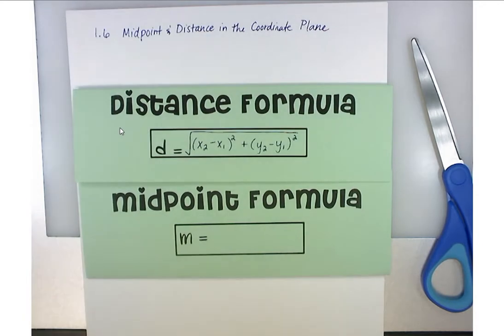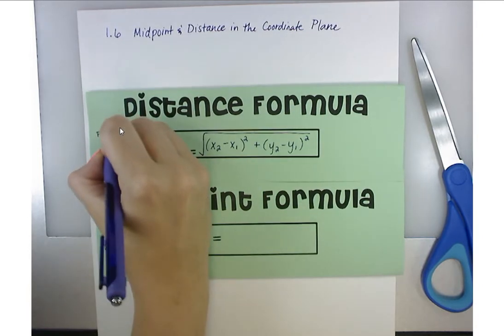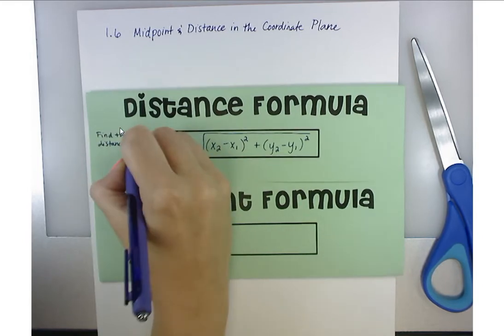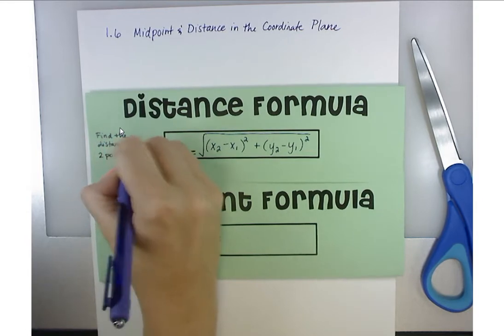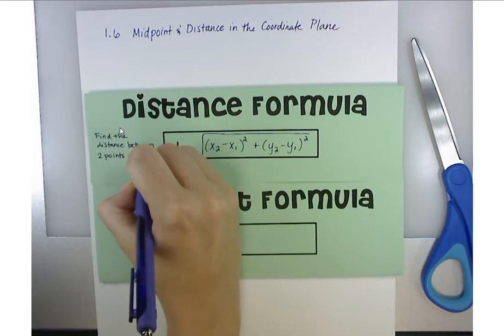And the reason why we have x2 and x1 is because when we're doing this, we'll actually have 2 points. So one of the points is x1, y1, and then the other point is x2, y2. Okay, so we're going to use this to find the distance between 2 points, which we call x1, y1, and x2, y2.